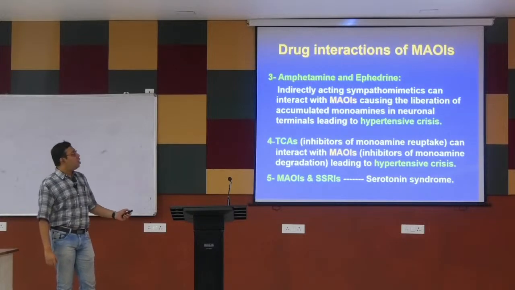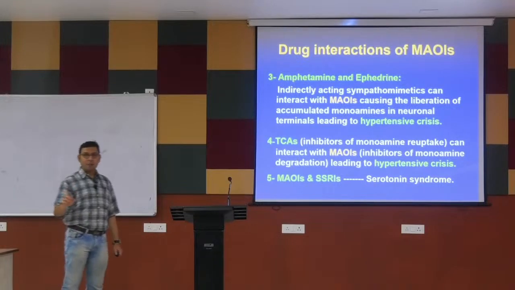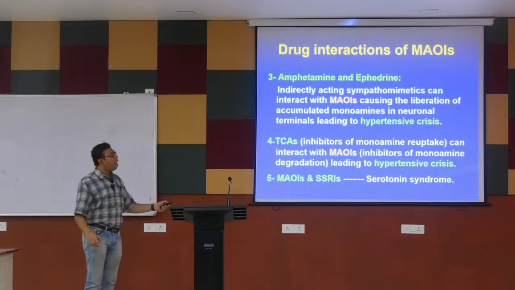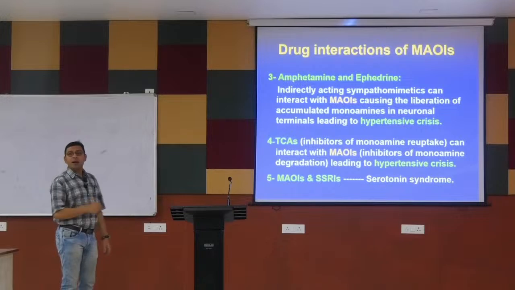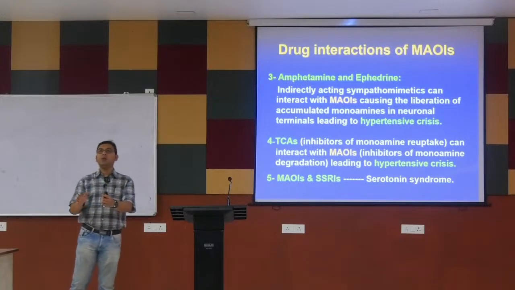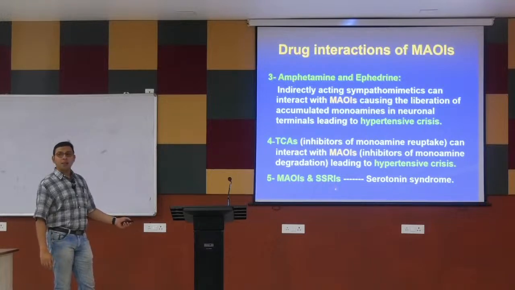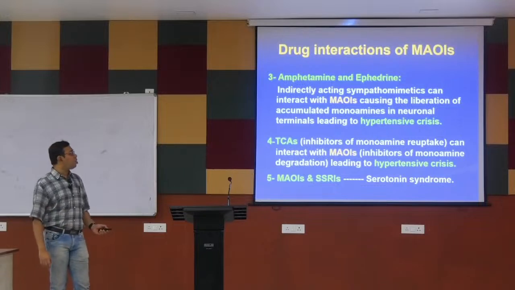Amphetamine and ephedrine, these are basically indirectly acting sympathomimetic agents. You have already read in the ANS chapter, amphetamine, ephedrine. When these are used with MAO inhibitor, there may be again hypertensive crisis. There may be sudden rise of the blood pressure. When the tricyclic antidepressants are given, just now we have discussed, tricyclic antidepressant and monoamine oxidase inhibitor both should not be given together because there may be hypertensive crisis. Again, sudden rise of the blood pressure. Again, the monoamine oxidase inhibitor and SSRI should not be given. There may be serotonin syndrome.